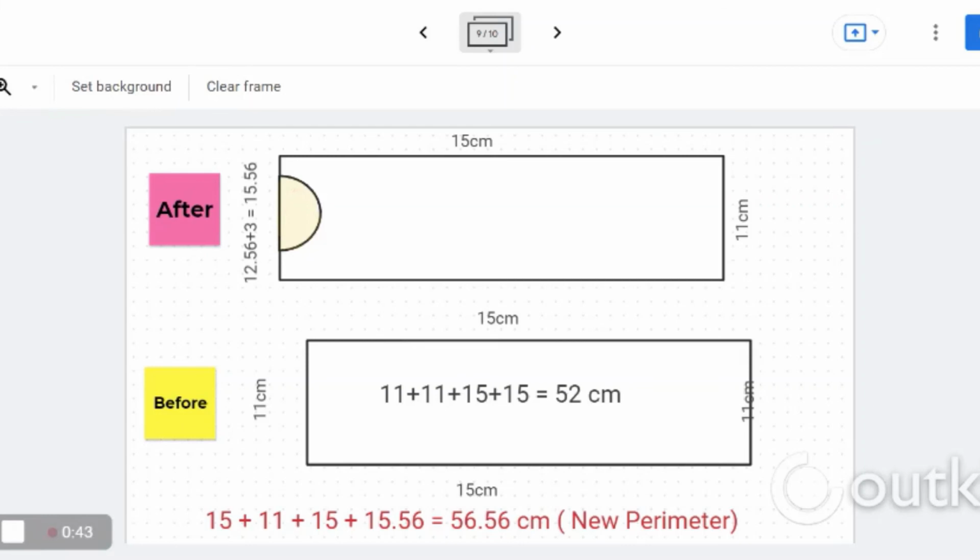This was about circumference. My next video will be on finding the area of the circle and the semicircle. Then we shall close this chapter.